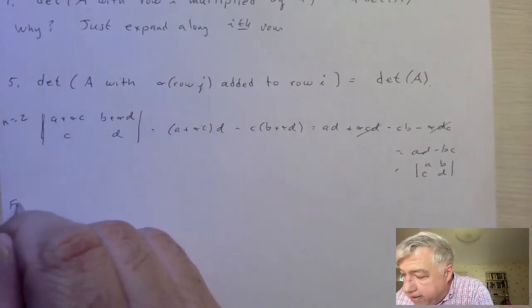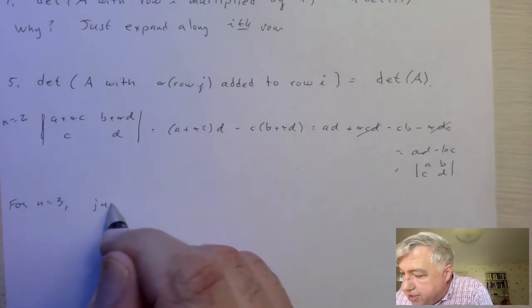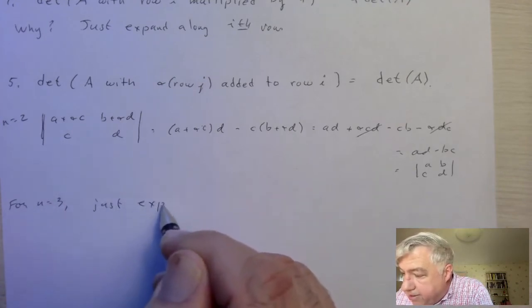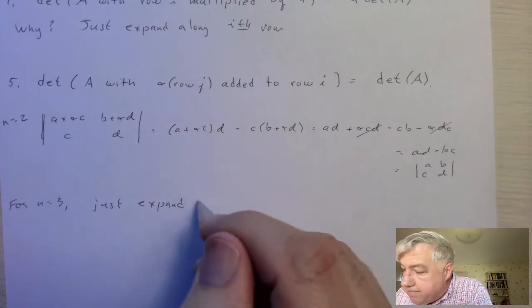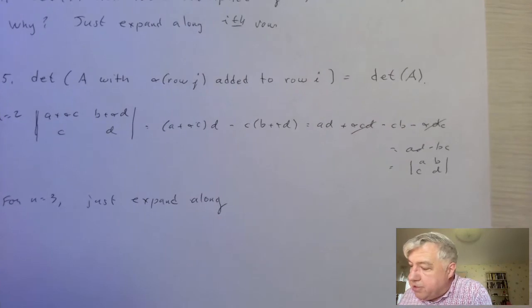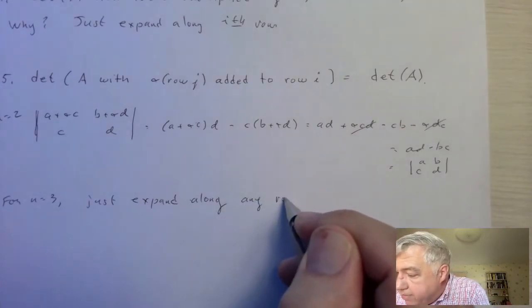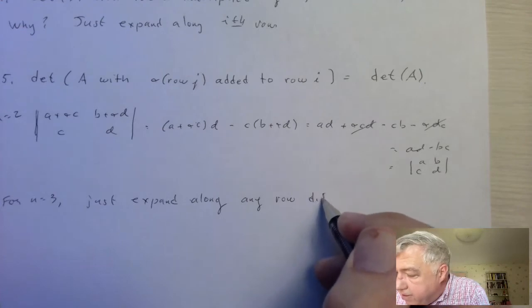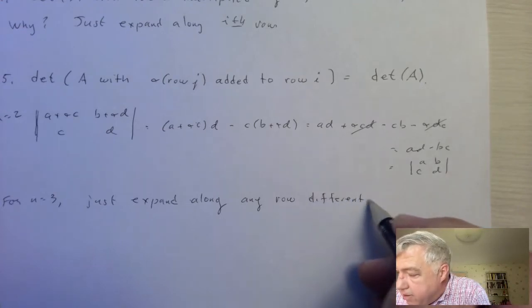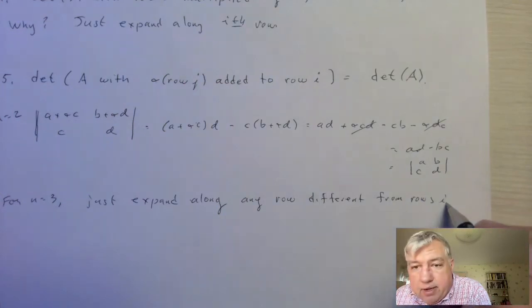For n equals 3, we can just expand along any row different from rows I and J.